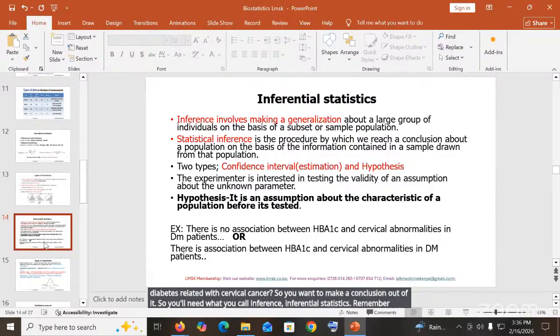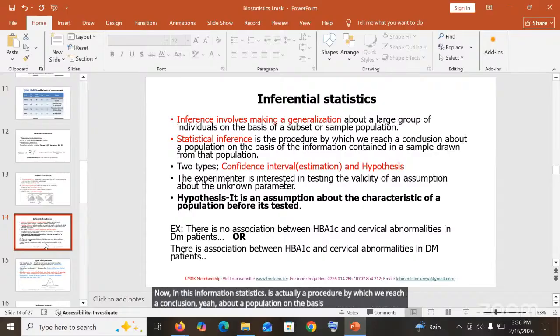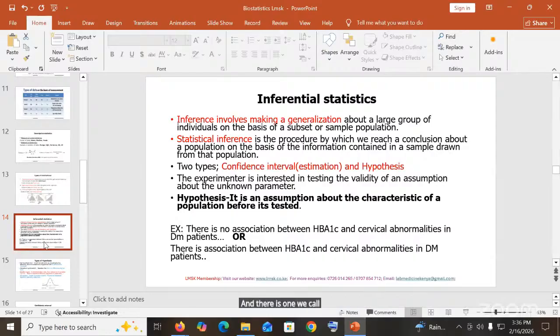Remember, we talked about descriptive statistics and inferential statistics. Inferential statistics is a procedure by which we reach a conclusion about a population on the basis of the information that we found in a sample. There are two types: the confidence interval, which is an estimation, and the hypothesis, which is a conclusion, a prediction.